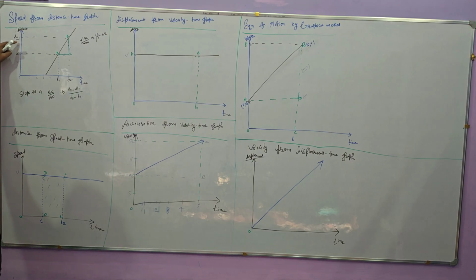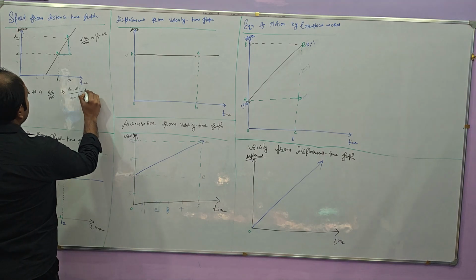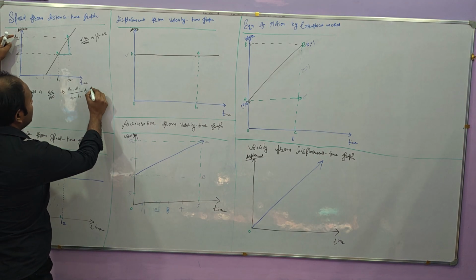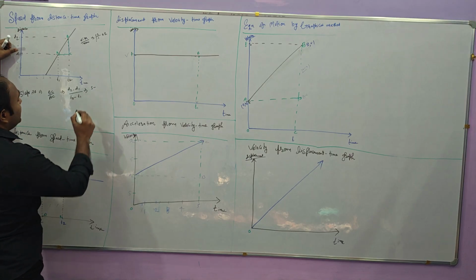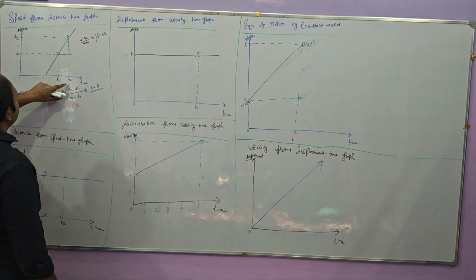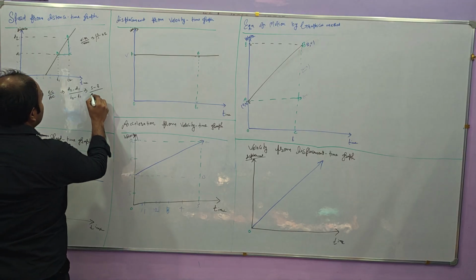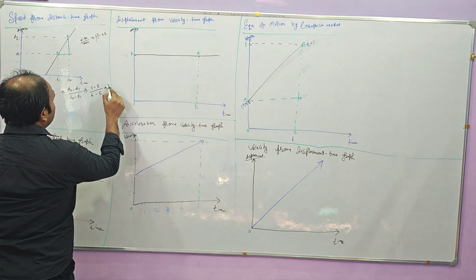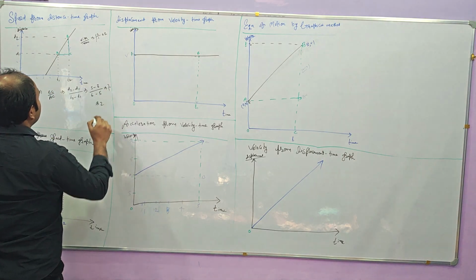There is also 5. This point D2 is 5 minus D1 is 3, T2 is 6, T1 is 5. That becomes 2 upon 1, that is 2.